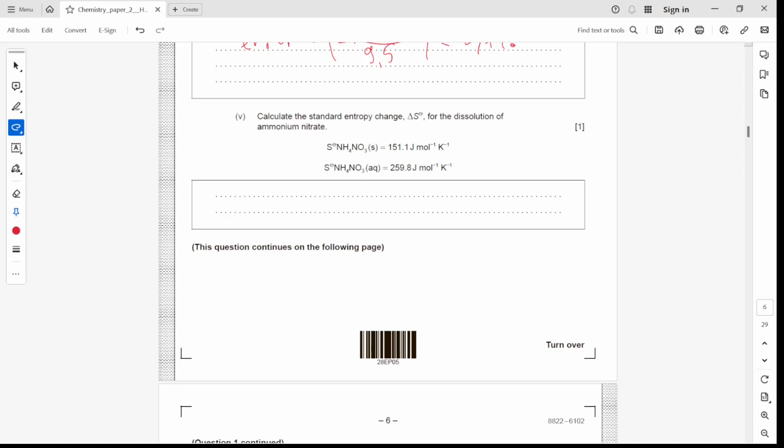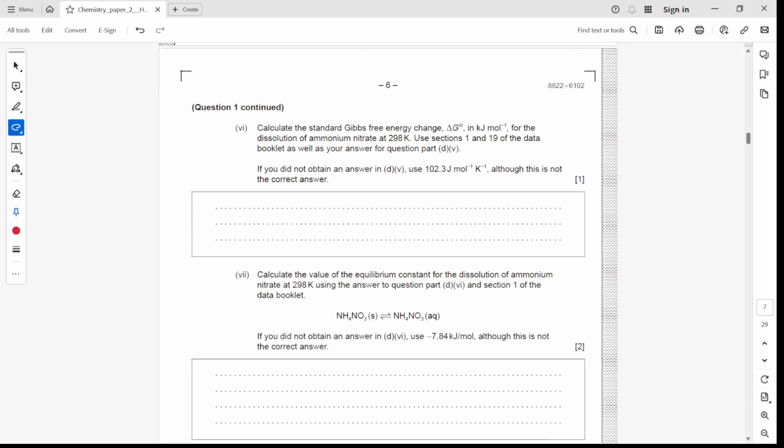Calculate the standard entropy change. So the reaction, what is happening is solid dissolves in water, and the total entropy change is just entropy of aqua form minus entropy of solid form, and it would be 108.7 joules per mole per Kelvin. And calculate the standard Gibbs free energy.